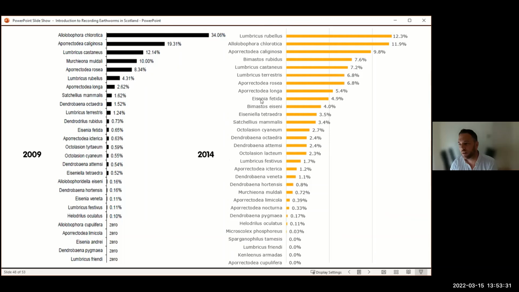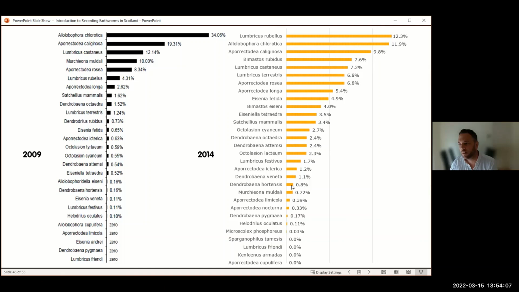So things like Eisenia fetida, which you find in compost heaps, was not getting picked up. It's here at 0.65% of earthworms. Here it's at 4.9, and that will continue to rise, and it will have risen since then. We see that Allolobophora chlorotica, which the Natural England report stated was over a third of all earthworms, is still pretty widespread, pretty common, but it's not even the most recorded species anymore. It's down to second place, and it's dropped back to a third of the percentage that it was.